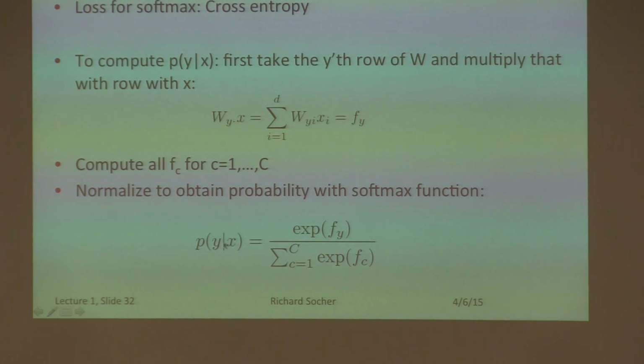So the probability of y given x will be the exponent of f sub y divided by the sum of the exponents of f sub c. And we've already taken derivatives with respect to exponents and logs and things like that. So hopefully you can derive all the derivatives that we need here in your problem set.